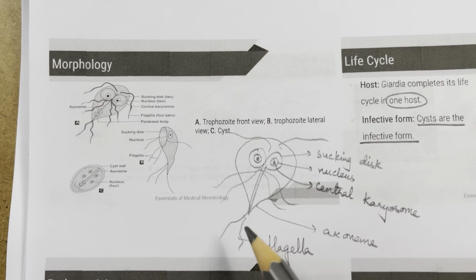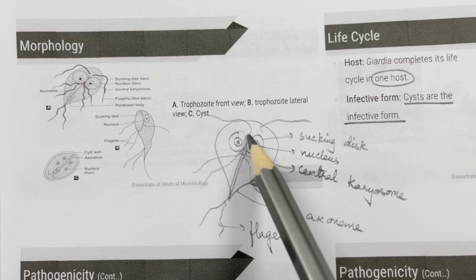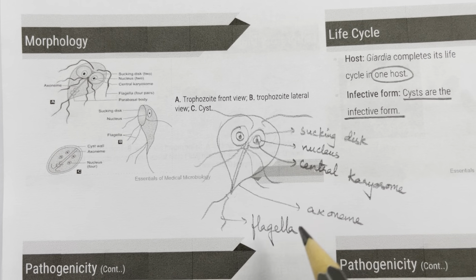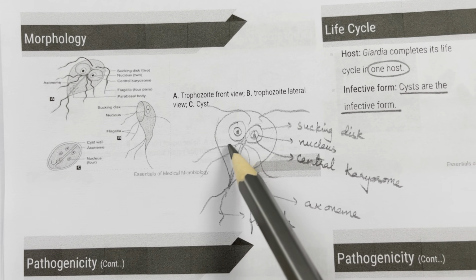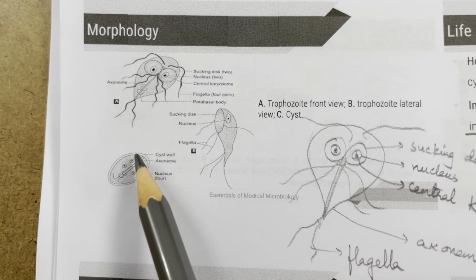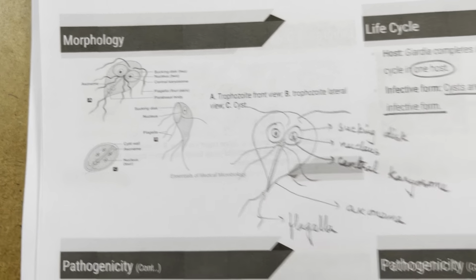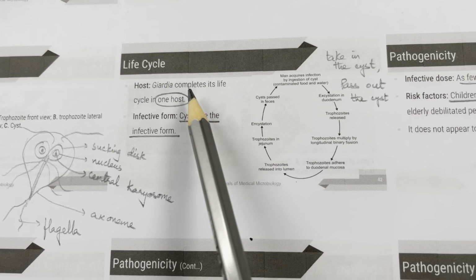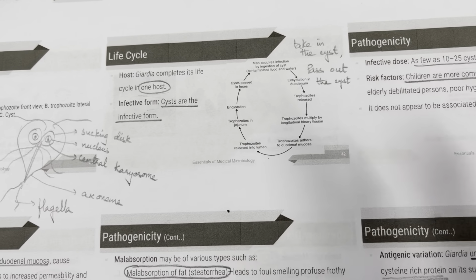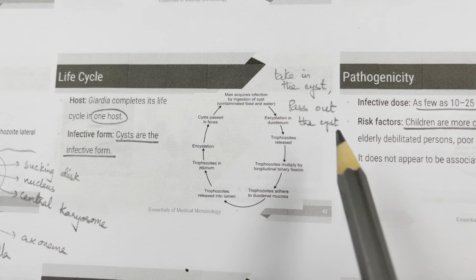Then the morphology. So first you can see it is teardrop shaped, and you can see two sucking discs are present. Within each sucking disc there is one nucleus and one central karyosome, and there is an axoneme and several flagella are present. Okay, here you can see that the cyst has a cyst wall, the axoneme again, and 4 nuclei, not 2. Okay, so the life cycle, Giardia completes its life cycle in one single host. The infective form is cyst, not trophozoite as in the case of Entamoeba. So basically you take in the cyst and pass out the cyst again.